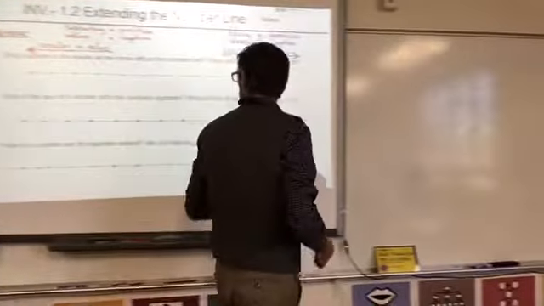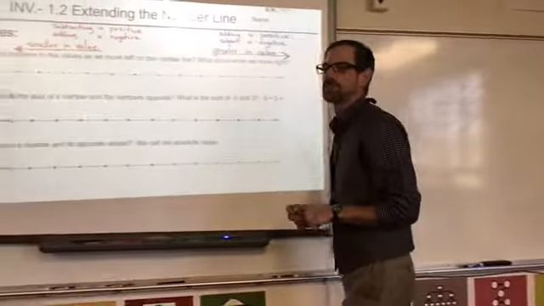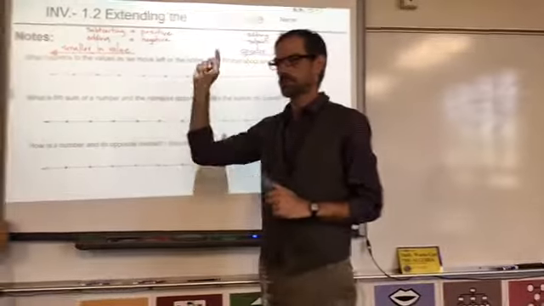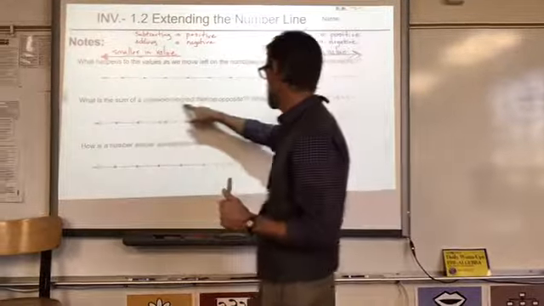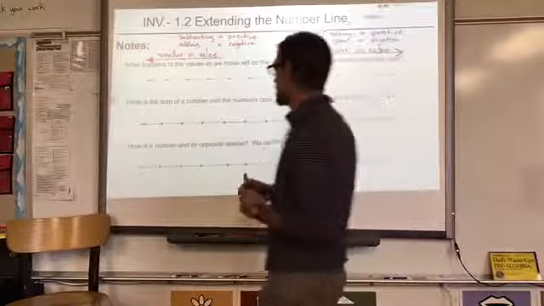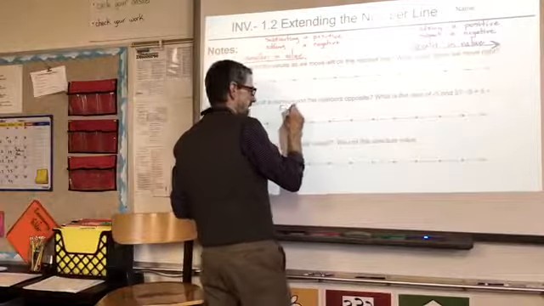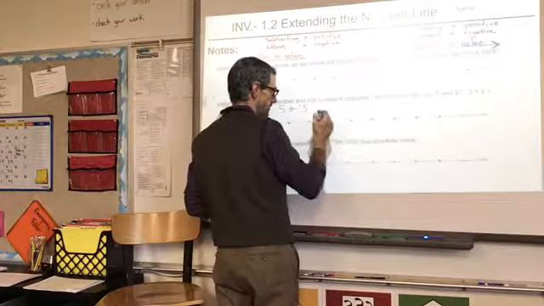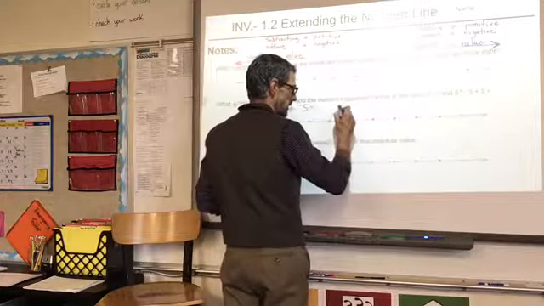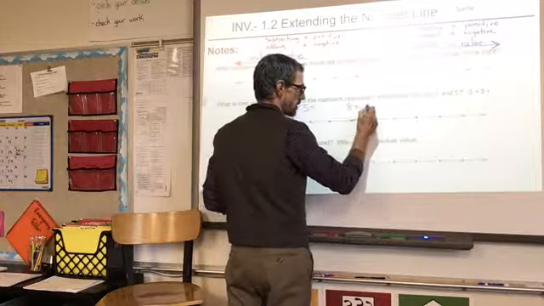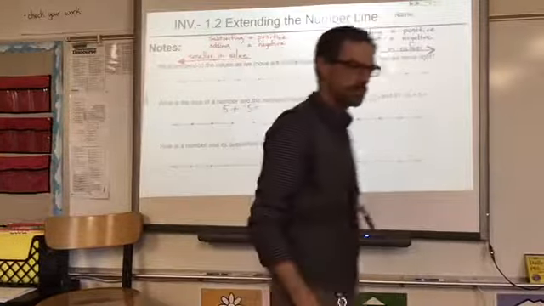So we already talked about this, but I want you to write your answer below. What is the sum of a number and its opposite? And give me an example. Like 5 plus negative 5. What does that equal? And how about negative 8 plus 8? What does that equal? Go.